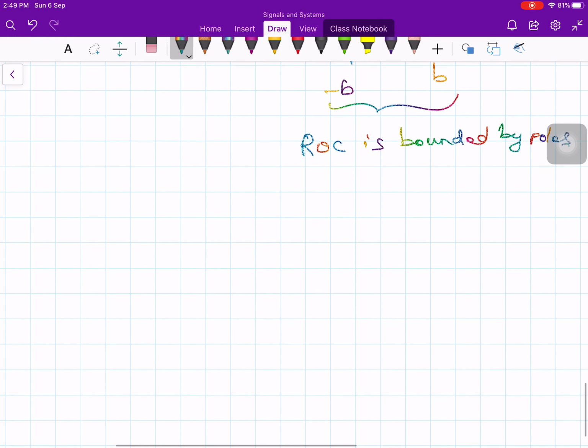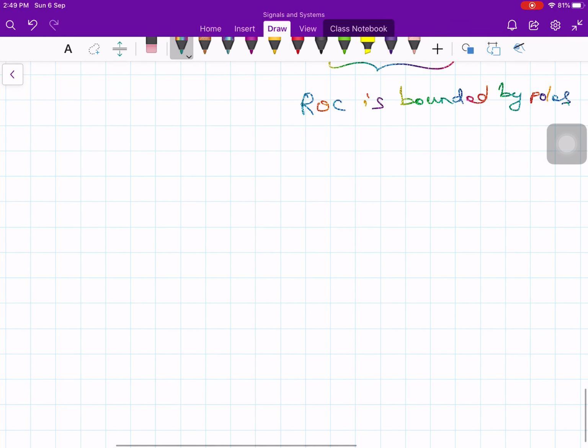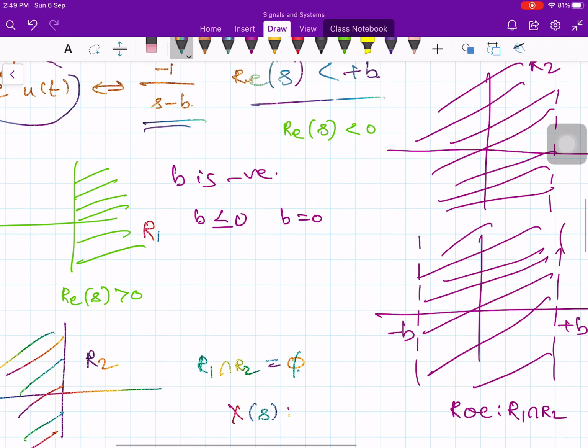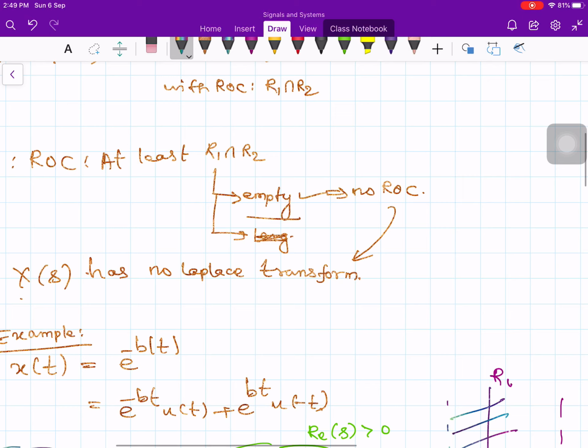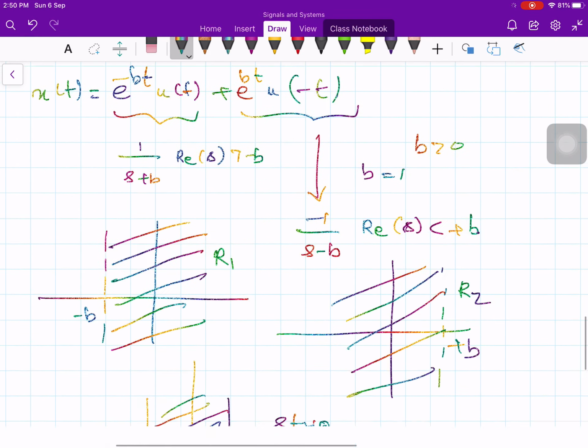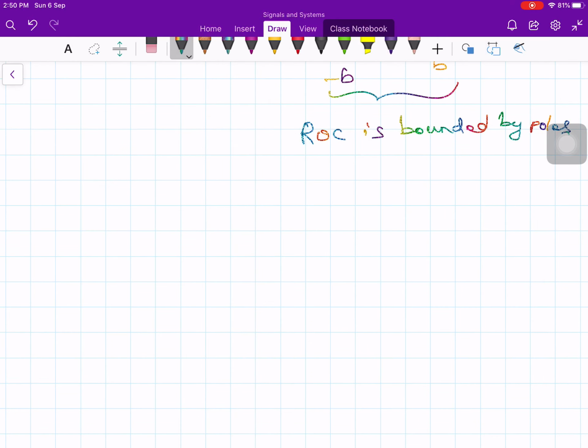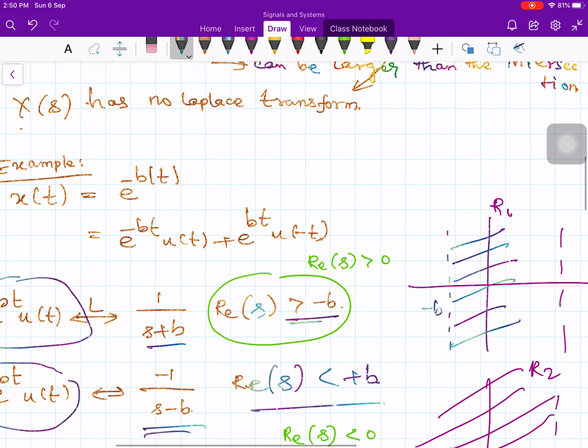Sometimes the ROC can also be larger than the intersection. Like I wrote two cases right here, one is empty. Sometimes the ROC can be larger than the intersection. That also we can give an example. As a simple example, one second, you note down this point: the ROC can be larger than the intersection.